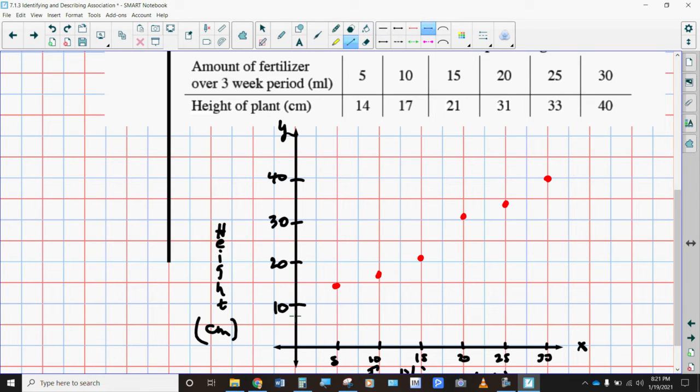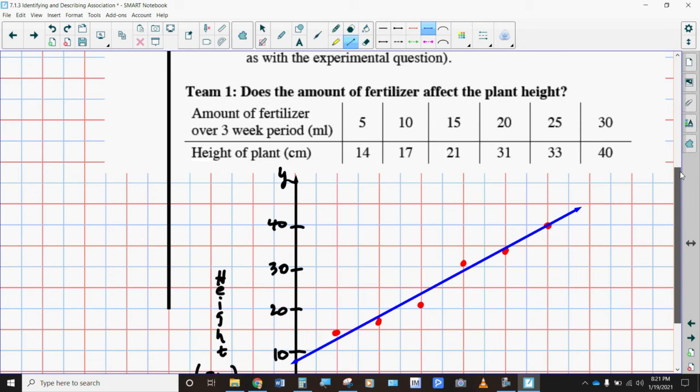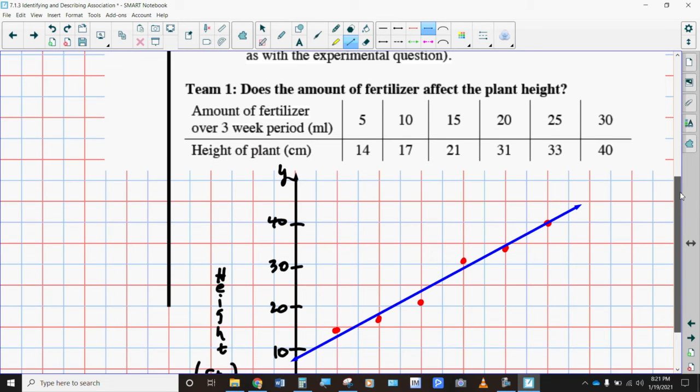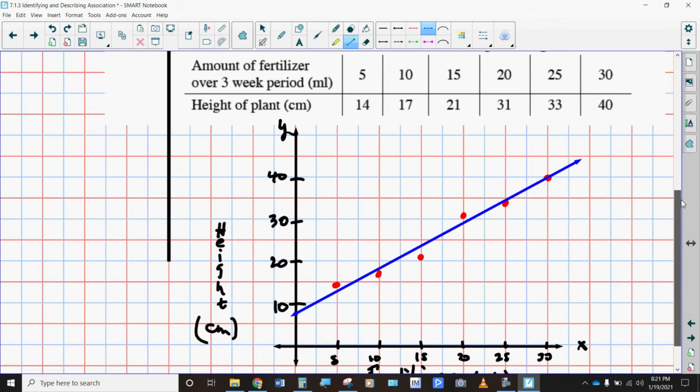If we were to create a line of best fit, it would go something like that. And that's a very strong correlation. So we can say absolutely the amount of fertilizer that is used absolutely affected the plant height, right? The plants that used more fertilizer were much taller than the plants that used just a little bit of fertilizer. Okay, so our hypothesis for the first situation A was correct. The more fertilizer used, the taller the plant.